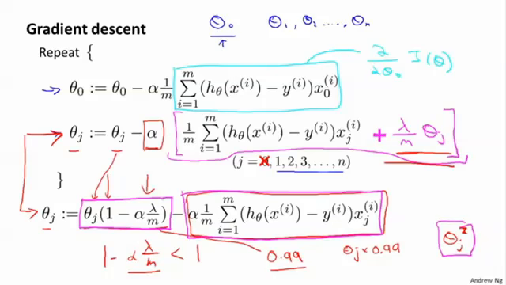Of course, that's just the intuition behind what this particular update is doing. Mathematically, it's doing exactly gradient descent on the cost function J of theta that we defined on the previous slide that uses the regularization term.